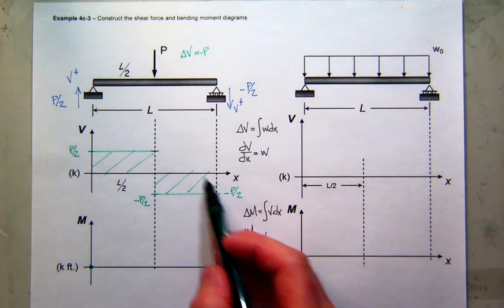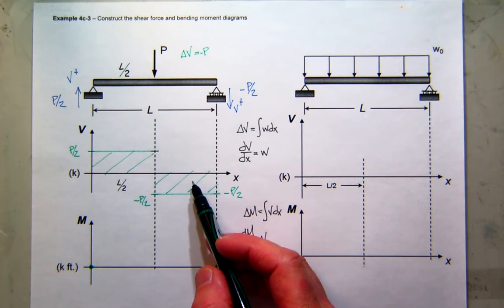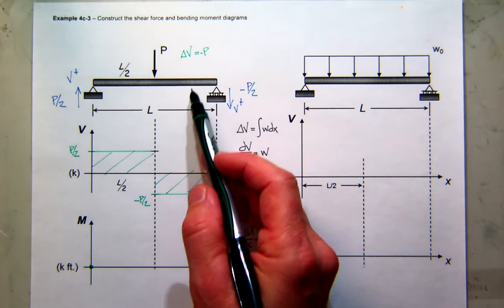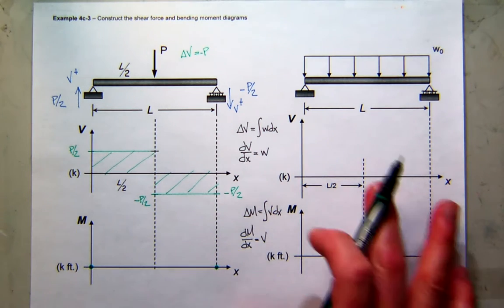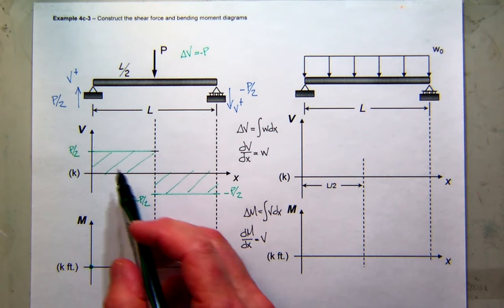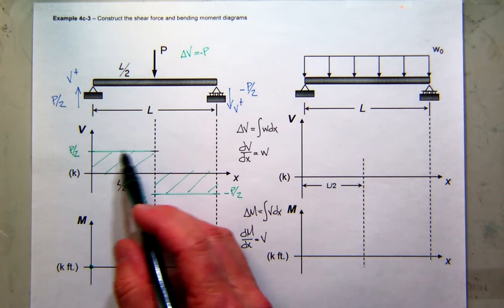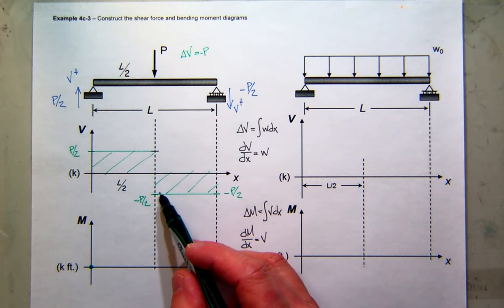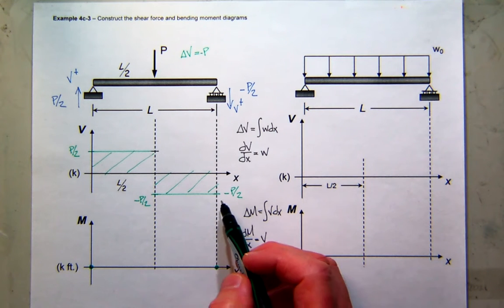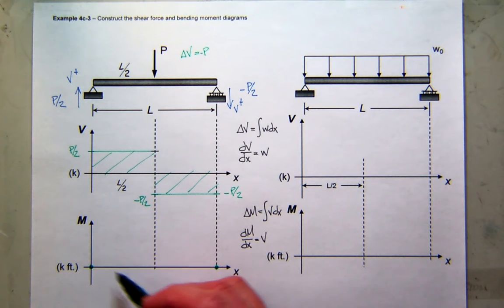Just like we built our shear diagrams built on the loading, we're now going to build our moment diagram built on the shear. Looking at the shear, you can see I have a different graph from 0 to L over 2, and then a second one from L over 2 to L. So that means I'm going to build my moment diagram the same way.